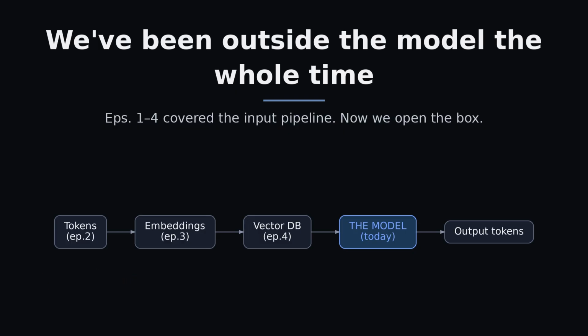Here's the thing. For 4 episodes, we've been talking about everything around the model. Tokens, embeddings, vector search. None of that is the model. The model is this box in the middle, and inside that box is one architecture, used by GPT, Claude, Gemini, Llama, Mistral, every embedding model, every speech model, and most image models too. It's called a transformer. By the end of this video, you'll know exactly what it does.